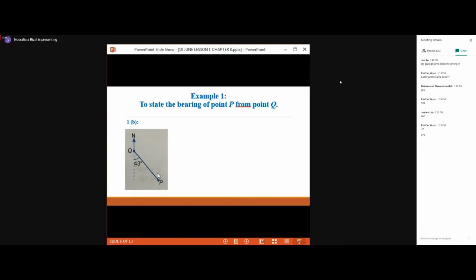All right, now point from point Q. Look at my cursor. So I'm making again a circle. So from point Q, the north line is already drawn nicely for you, but this 43 degree, is that the bearing?